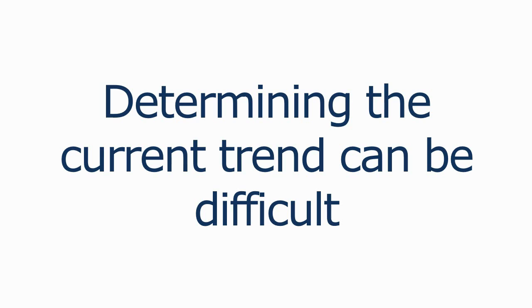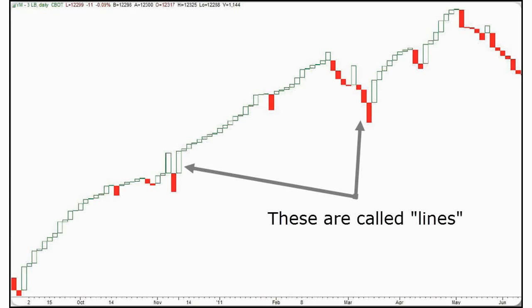Now, the 3 line break chart, as you're going to see here, can make this process a whole lot easier. This here is a 3 line break chart of the daily Dow Industrials futures contract, the YM. You can see it could almost be mistaken for a candlestick chart or a Renko chart, but you'll see that line break charts and candlestick charts are pretty different. The white and the red bars are called lines.